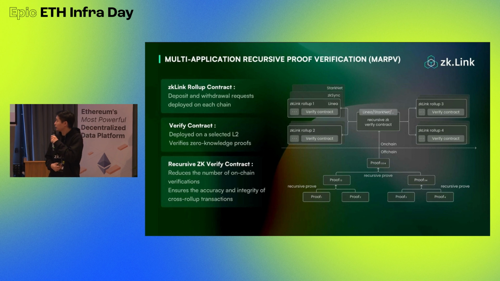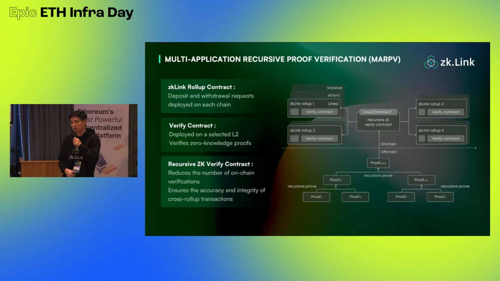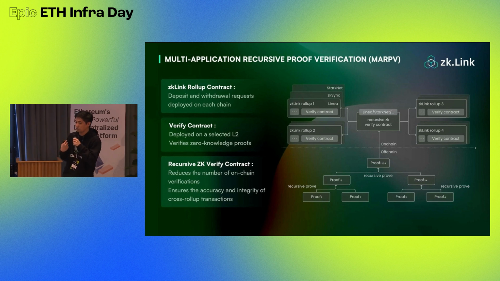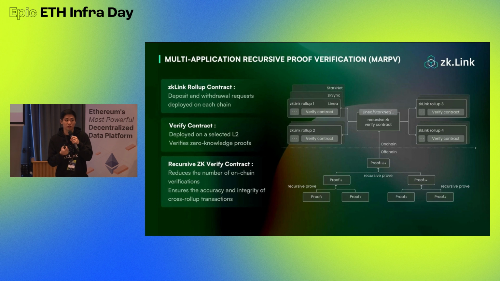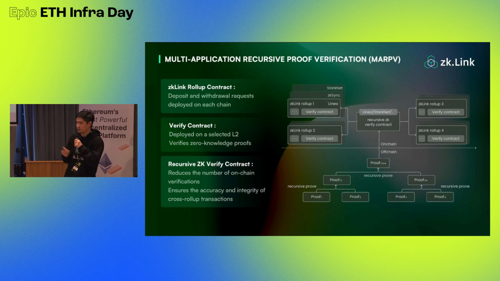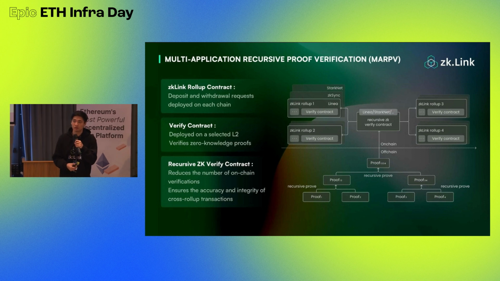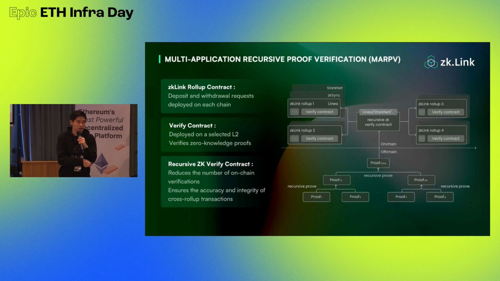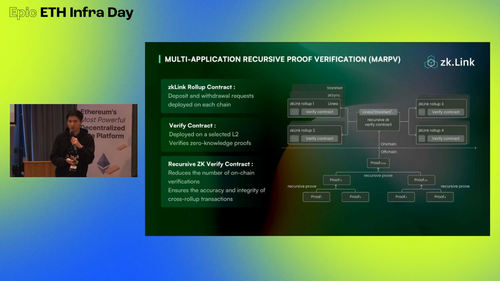This is the multi-application recursive proof verification. Layer 2s already have this. This is to aggregate the proofs, and you reduce the amount of times. For example, we can aggregate 4 proofs into one, 8 proofs into one, so this will save cost of on-chain verification. Until today, the on-chain verification still takes most of the operational cost of ZK rollup. So if we can reduce the verification times, this will be a lot more cost effective.